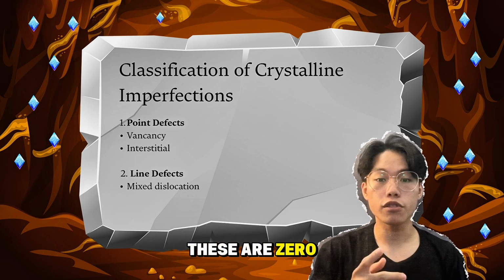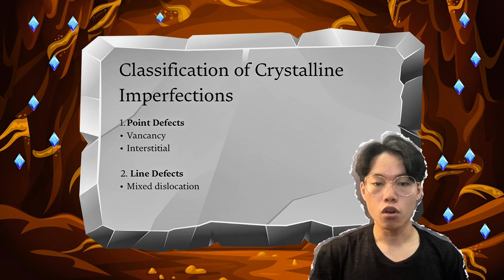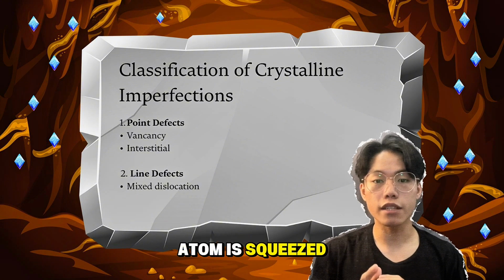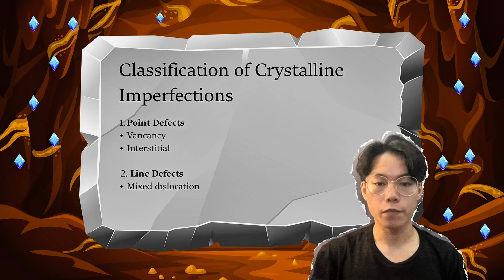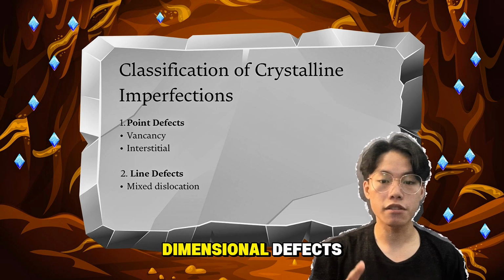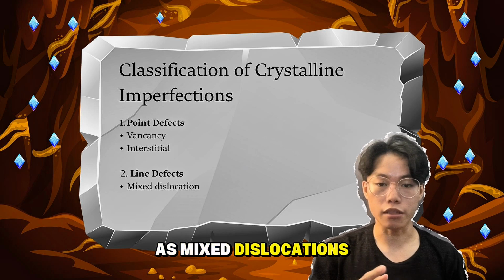These are zero-dimensional flaws, such as a vacancy, where an atom is simply missing, or an interstitial, where an extra atom is squeezed into a space it doesn't belong. Other than that, line defects. These are one-dimensional defects, most commonly known as mixed dislocation.